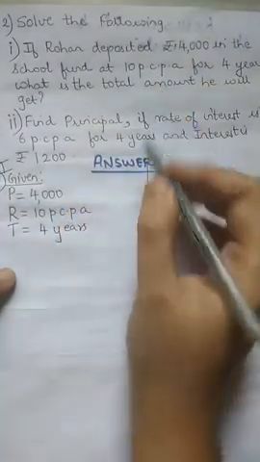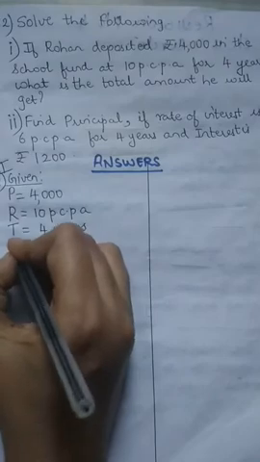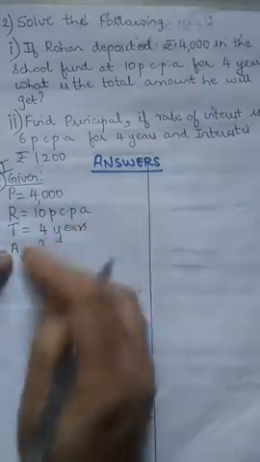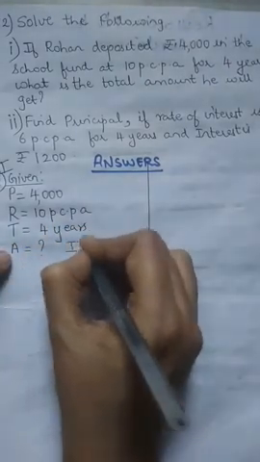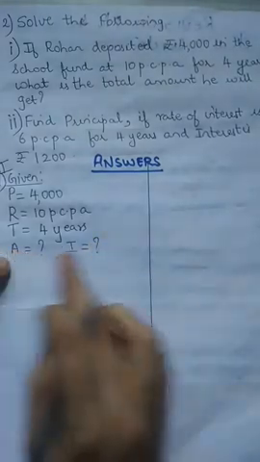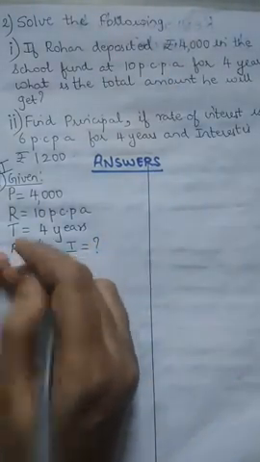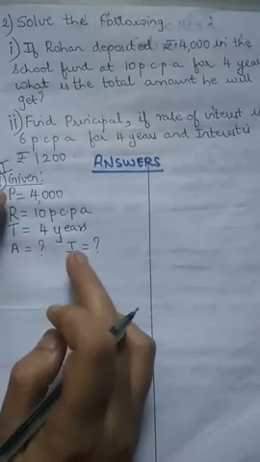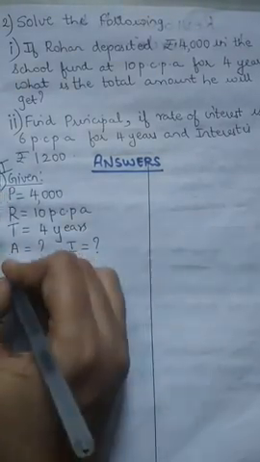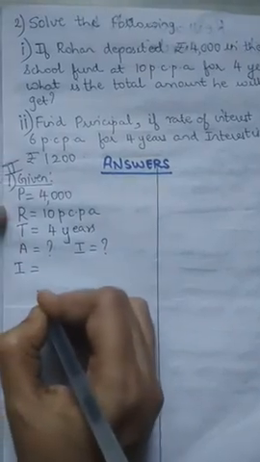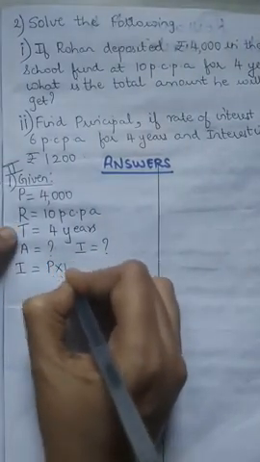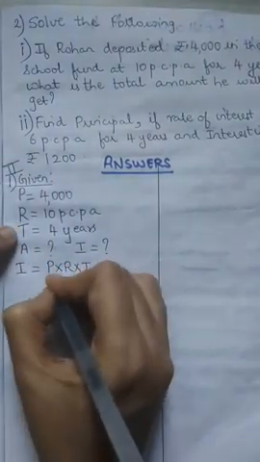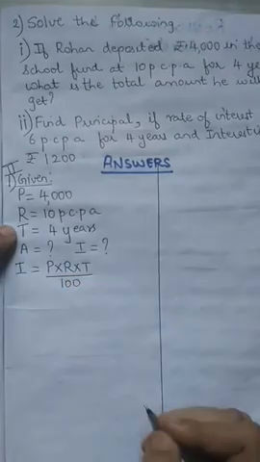What is the total amount? You need to find out the amount. To find the amount, you will also need to find the interest, correct? That is what you are supposed to find out. So let's start. You cannot use the amount formula directly, because amount is principal plus interest. You need to find the interest first. So I will use interest is equal to P into R into T upon 100.